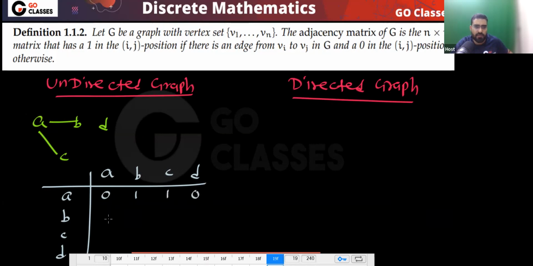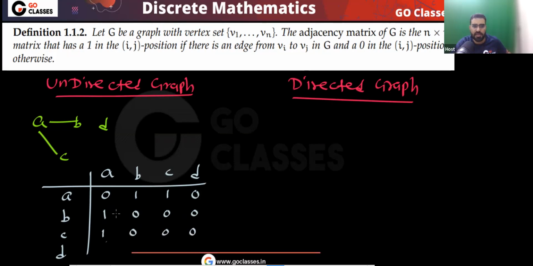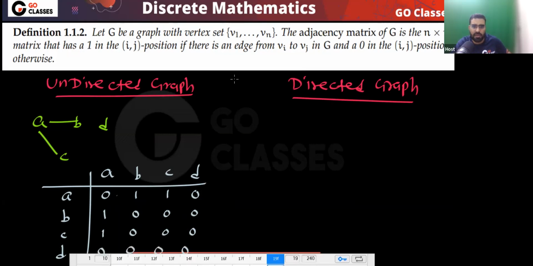So 0. Finally, you can see B is adjacent to A, and B is not adjacent to anyone else. C is adjacent to A, and C is not adjacent to anyone else. And then finally, you can notice D is not adjacent to anyone else. So this is your graph, and this is your adjacency matrix, correct? For this graph. Like this, you can create it for the undirected graph.